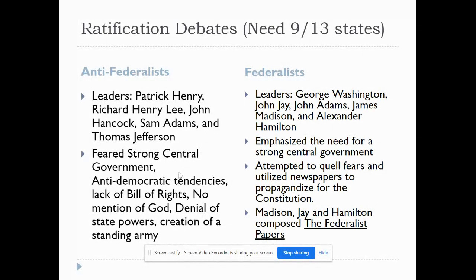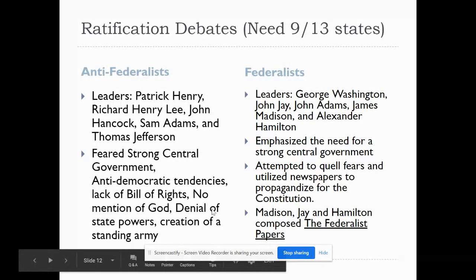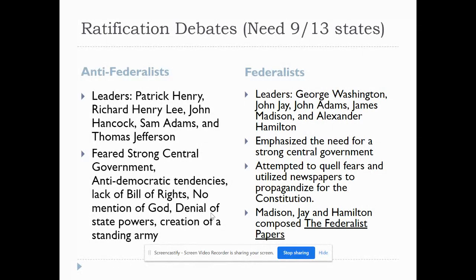They felt like this had anti-democratic tendencies. They didn't like the fact that it lacked a Bill of Rights. There was no mention of God. Remember, the Declaration of Independence has 4 mentions of God, even though it's not a direct allusion to the Christian God. There is none in the Constitution. So there are some people that really don't like that. There's denial of state powers, and there's a creation of a standing army, which is a little concerning because they don't like the idea that there's a standing army that could be used by a government at any point.